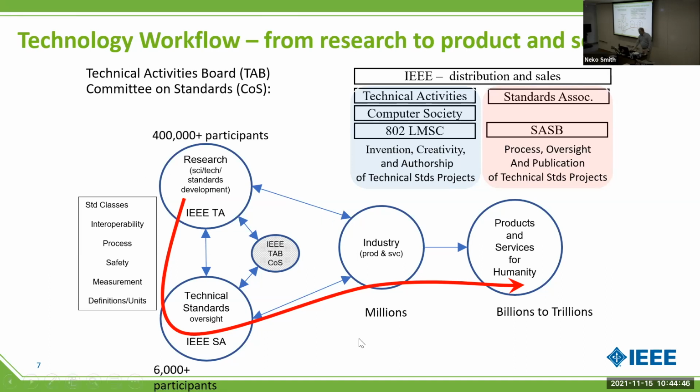I want to emphasize that in the case of 802, this path is a very well-worn path, and it has resulted in billions of units being shipped per year. Just to give you a sense, it's about 3 billion units of Wi-Fi alone per year. That's about 150 devices per second that are being shipped.